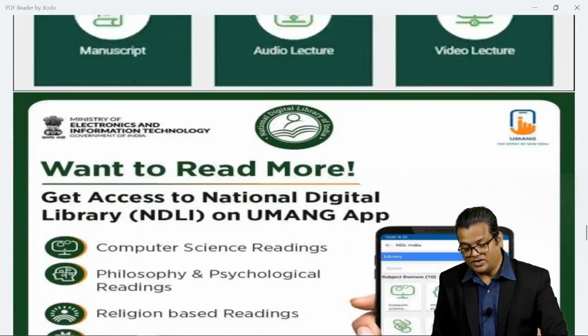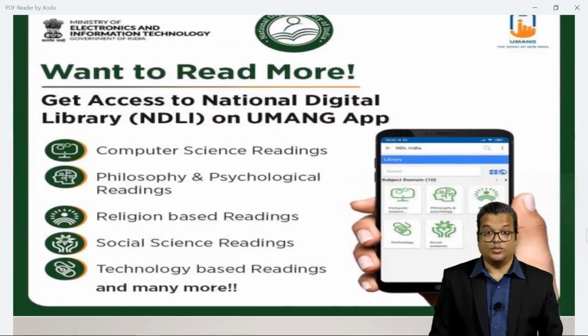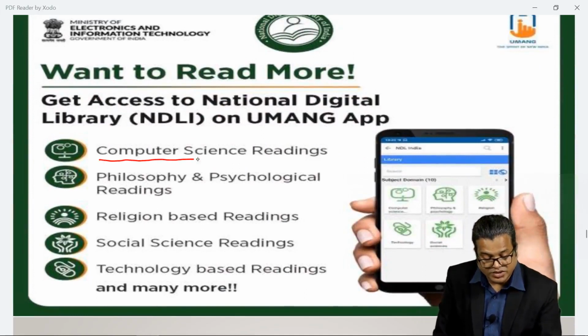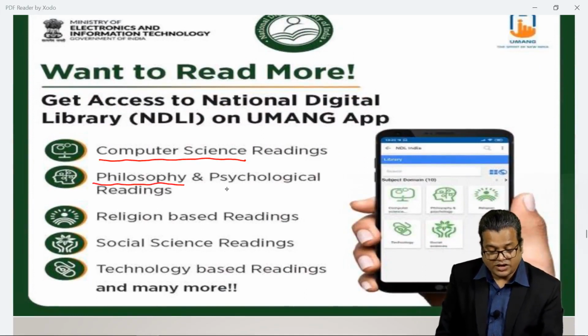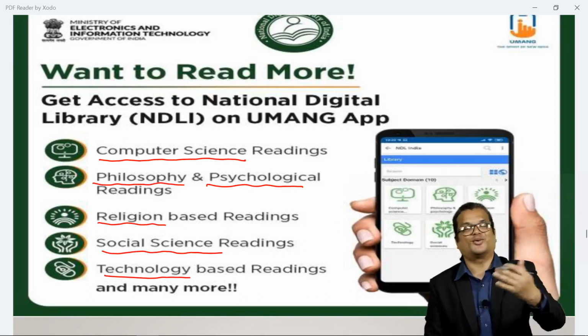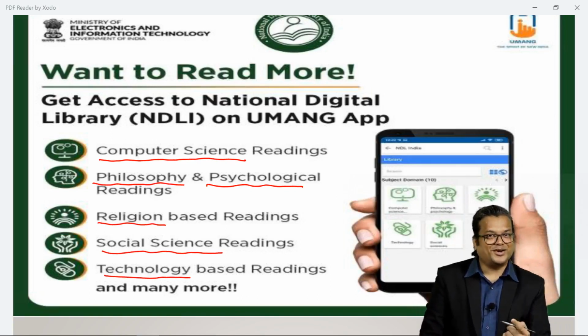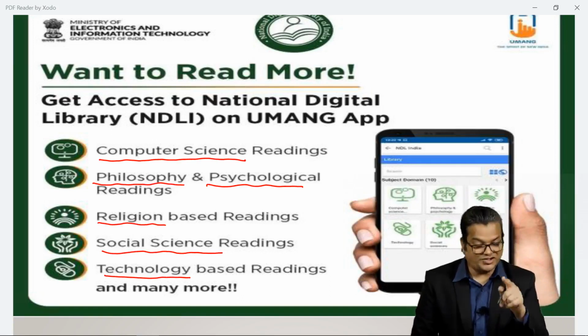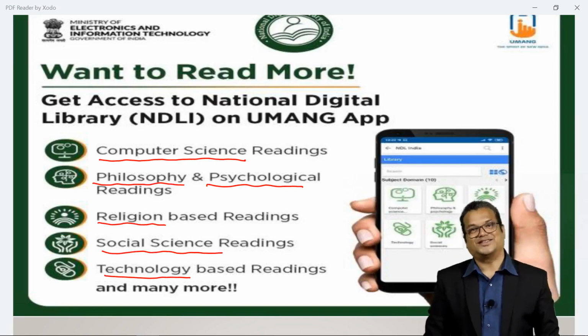See, just have a look. Want to read more? Log in over here. You can read related to computer science, philosophy, psychology, religion, social science, technology, and lot many things, guys. A very important and interesting update, right? I'm very sure that you all are going to log in over here and check it. Okay, so let's come to the next one.